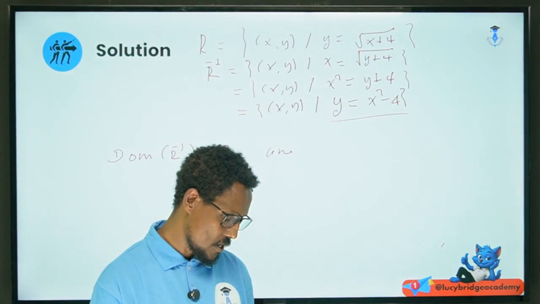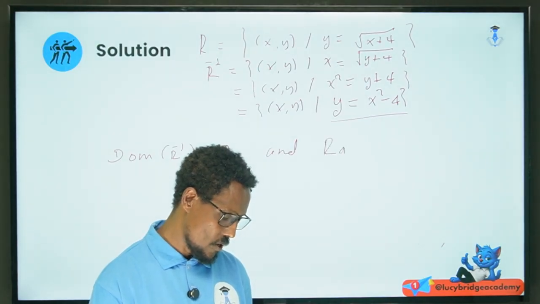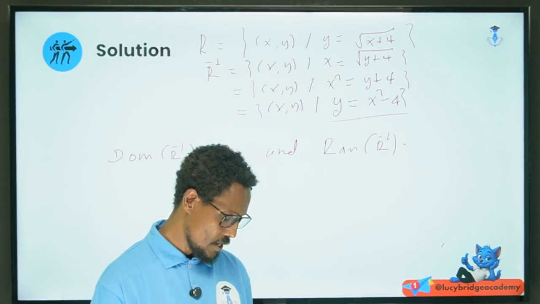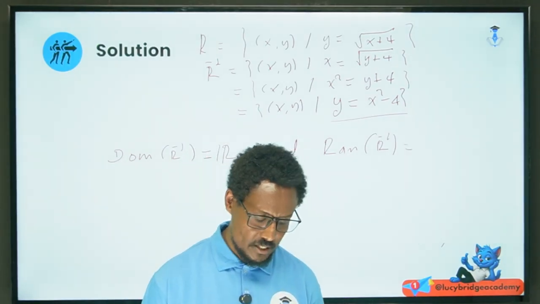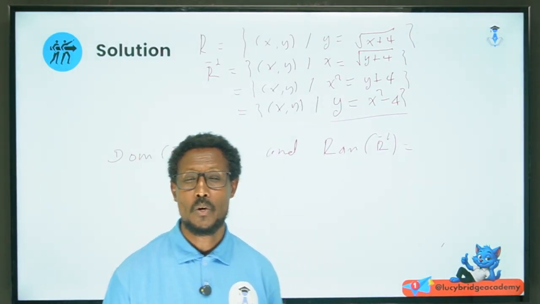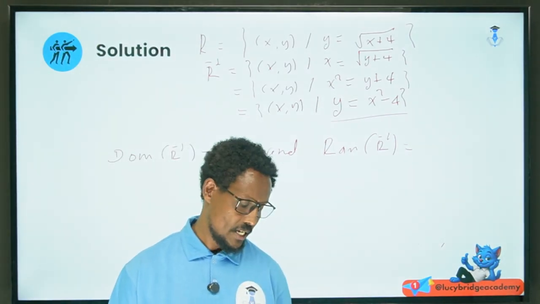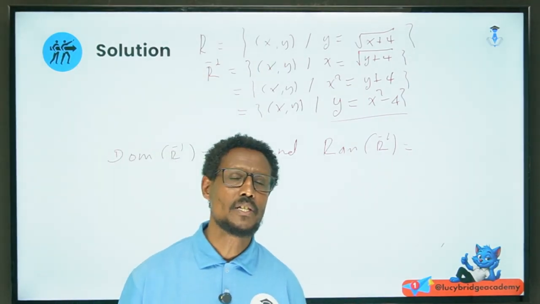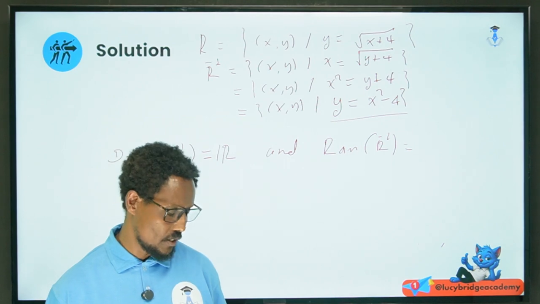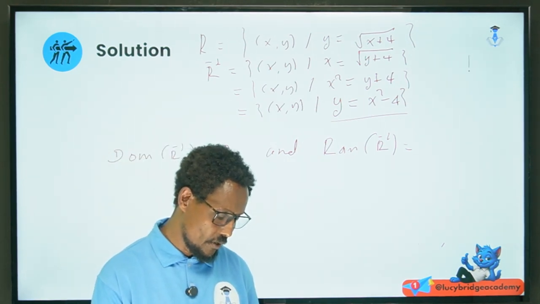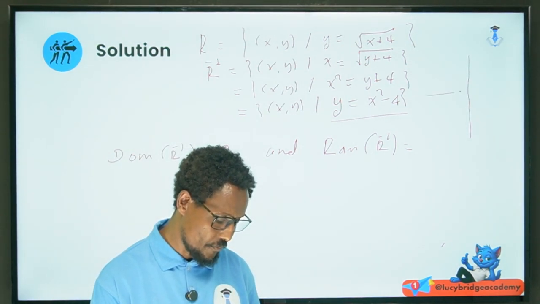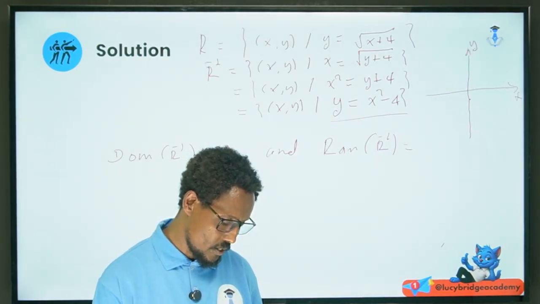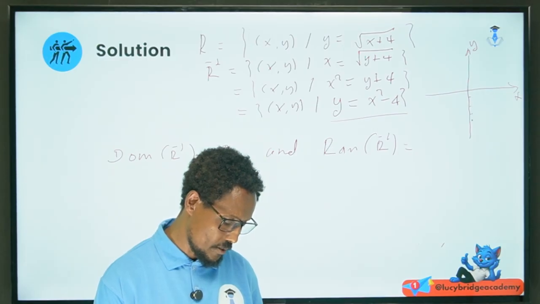And the range of R inverse. What about the range? As you see, this is y is equal to x squared minus 4. We shift the graph of x squared, which is an upward parabola whose vertex is at the origin, downward 4 units, okay? The graph of the quadratic function, let me show you, okay? x and y. So this is minus 1, minus 2, minus 3, minus 4, right?